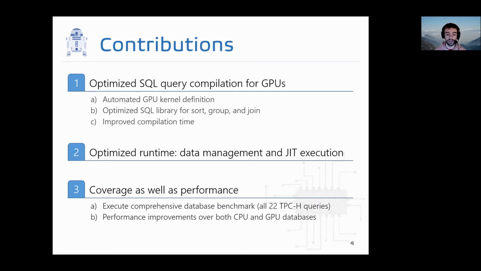We're also going to have the optimized runtime. This includes the data management as well as the JIT execution. And lastly, we're targeting coverage as well as performance. So we want to be able to execute the entirety of a database benchmark in addition to getting good performance over both CPU and GPU database systems.